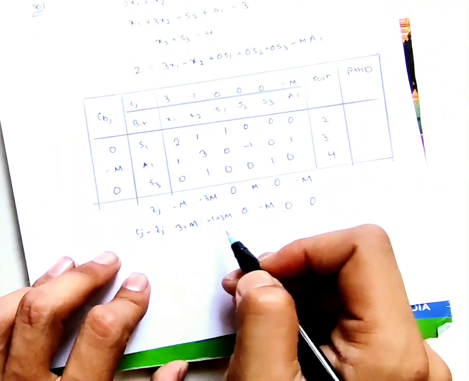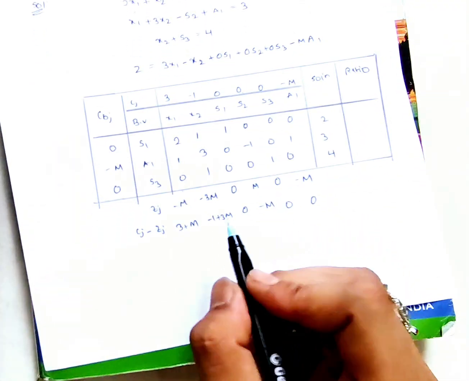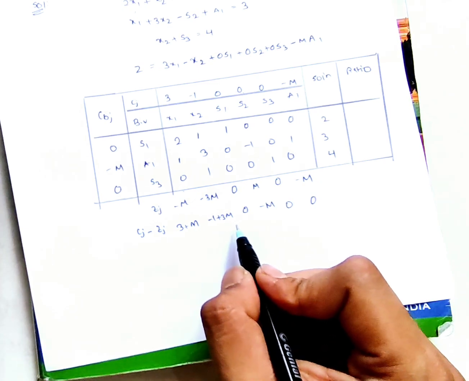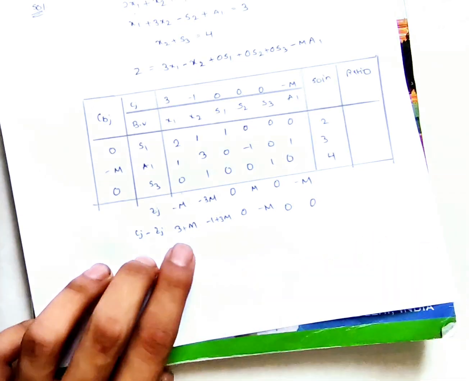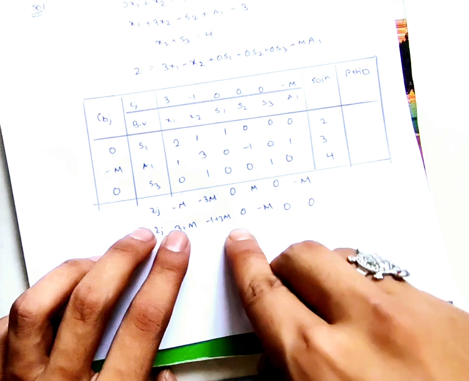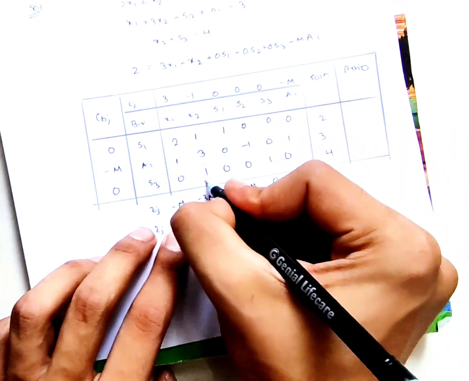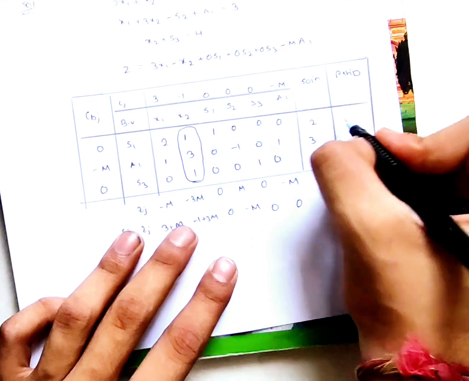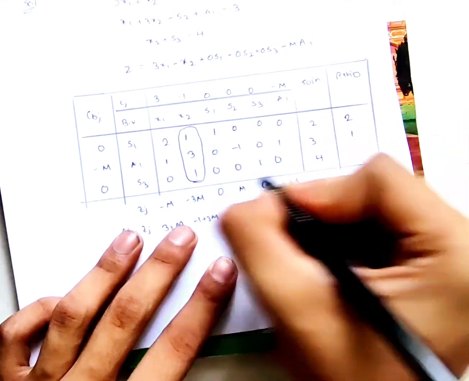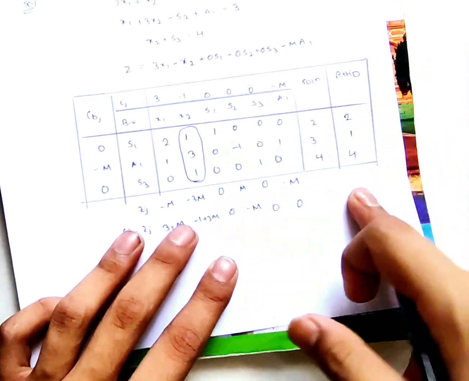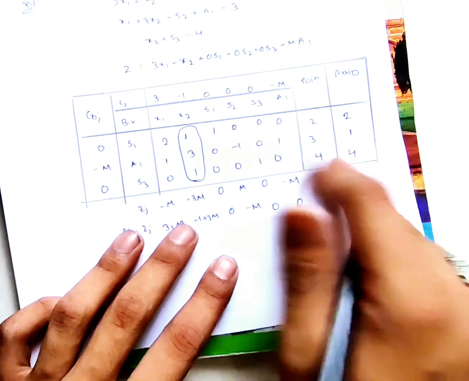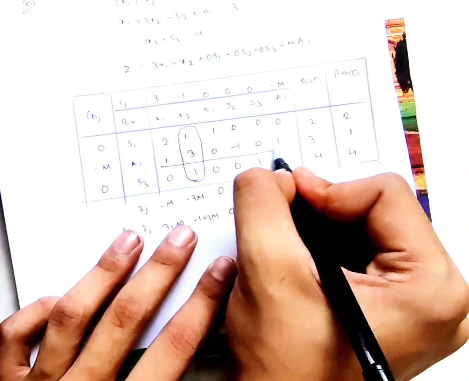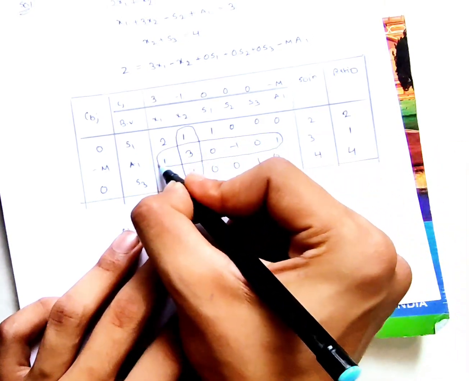But here the values contain the variable M. So which is the greater one, plus M or plus 3M? Plus 3M is the greater one, so we take this as the key column. Now let us write the ratios: 2 by 1 is 2, 3 by 3 is 1, 4 by 1 is 4. What is the minimum positive number in the ratios? 1, right? So that is the key row.